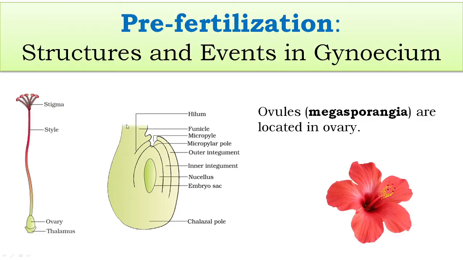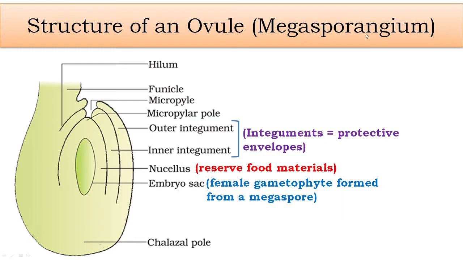Now let us look at the structure of an ovule or megasporangium. Megasporangium is singular, megasporangia is plural. If you look at the structure of an ovule, we can see many different parts, so you should practice drawing this structure. Here you can see a structure called the funicle, which is connected to the placenta present on the ovarian wall. Between the funicle and the ovule, we have the hilum. These are the two structures which connect the ovule to the ovary.